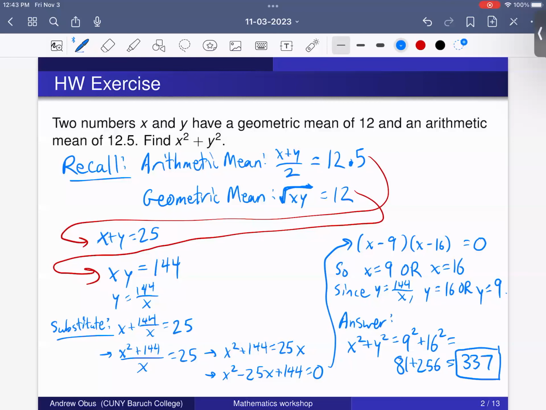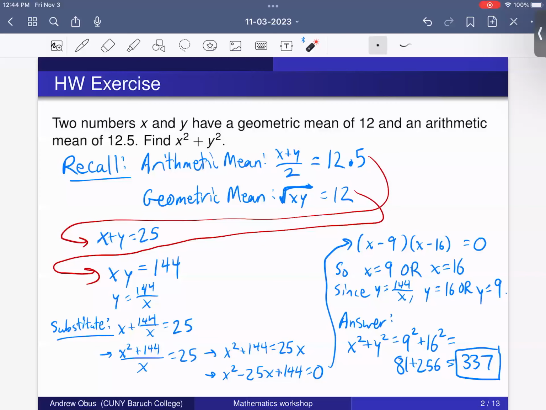Sorry, the connection is not so good. I'm losing you right now. But at this point, you've basically solved the problem. If you know what x is and you know what y is, then for x squared plus y squared, you just substitute in 9 and 16, and you get 9 squared plus 16 squared, which is 81 plus 256. This is going to be 337, right? So the right answer is 337.